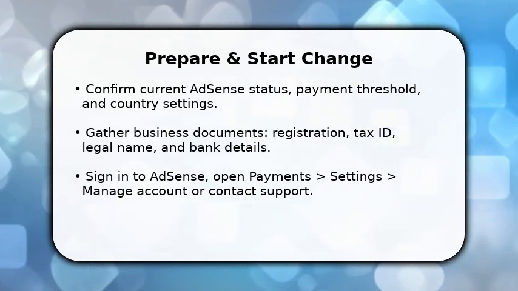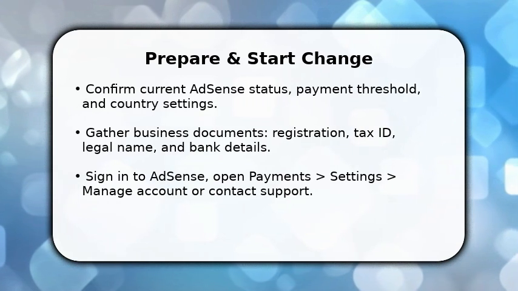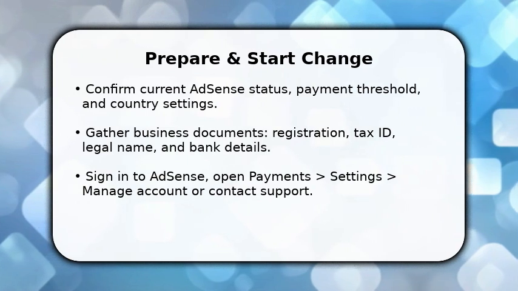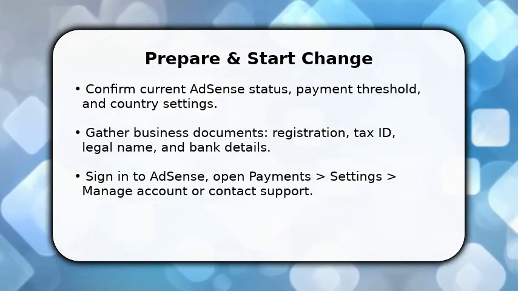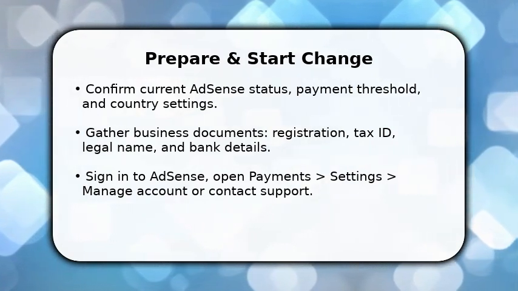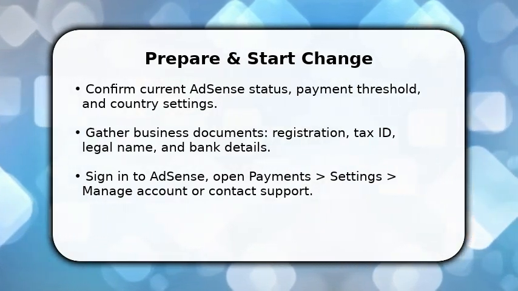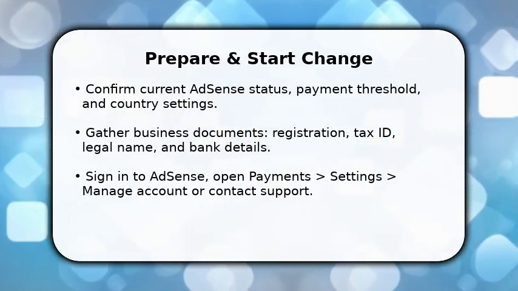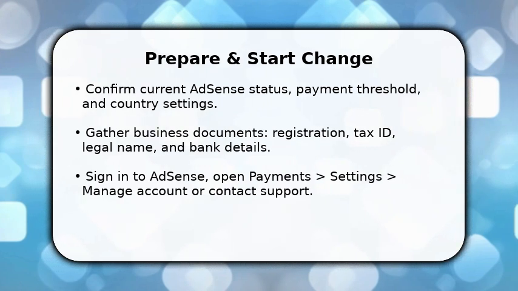Once signed in to AdSense, go straight to Payments and open Account Settings to locate account information and change options. If the UI lacks a direct switch, prepare to request a payee change or new account creation through the contact form. Move quickly but carefully, because mismatched names or missing tax records will block the process and delay payments.